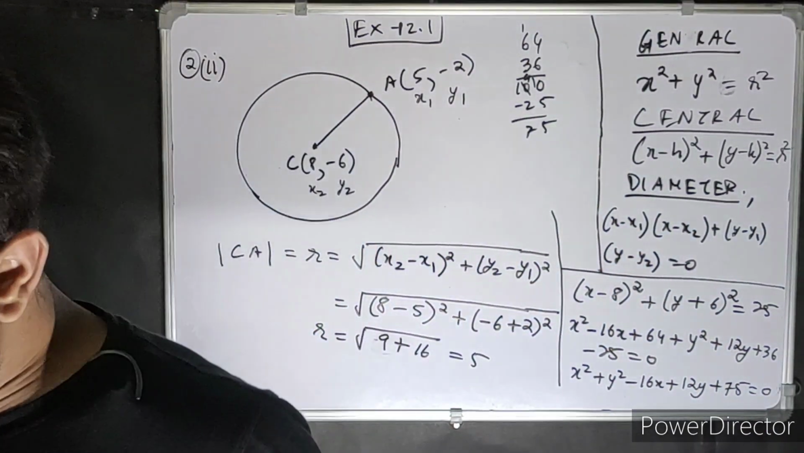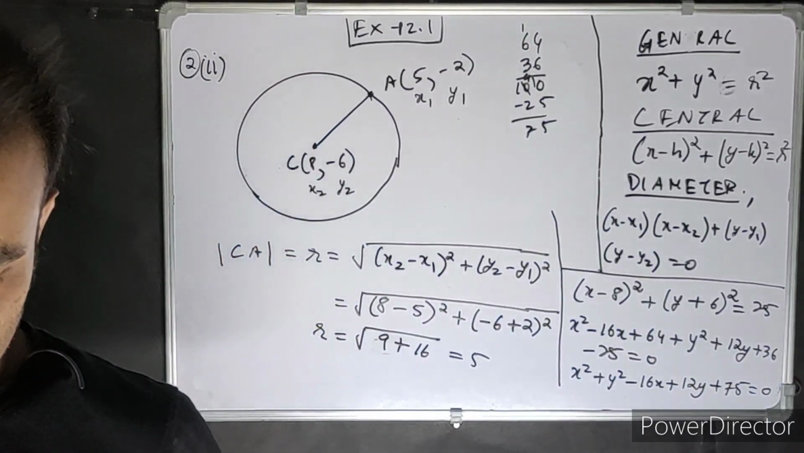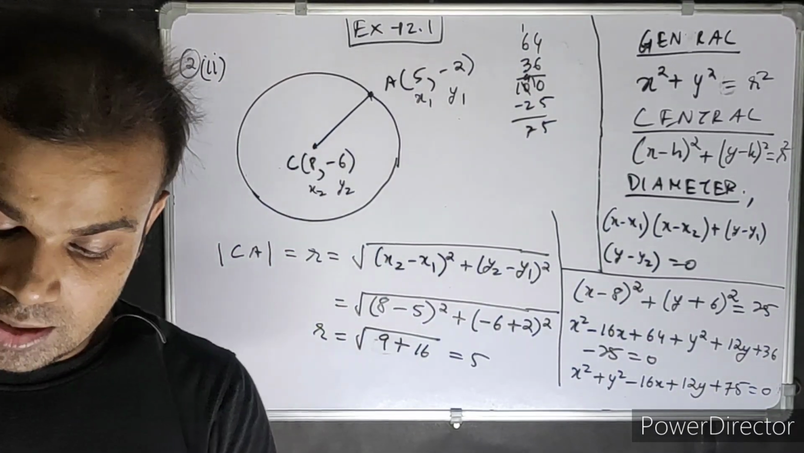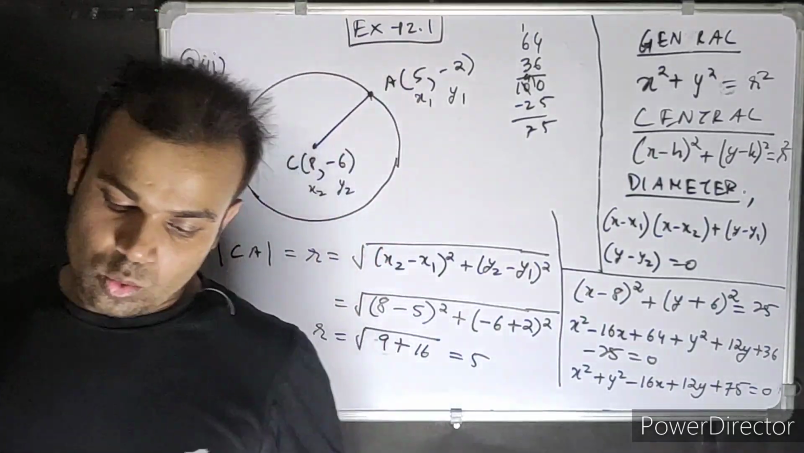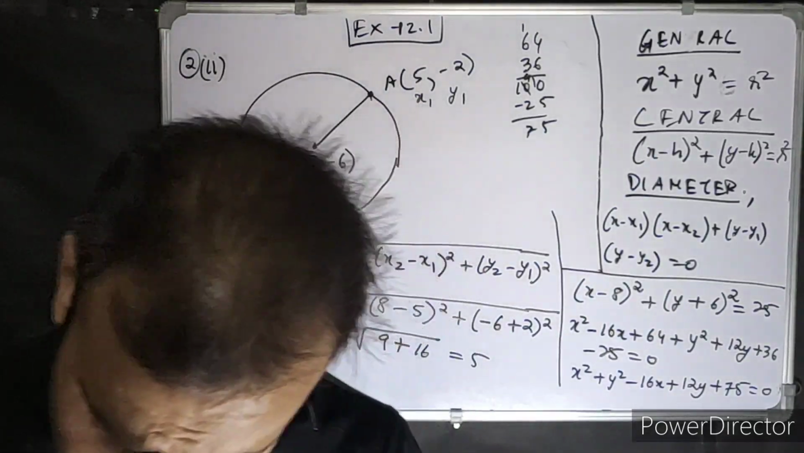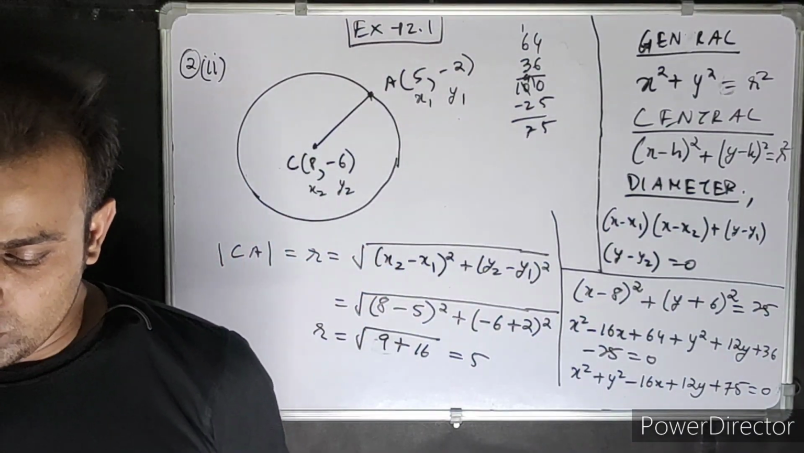So let me just check this answer quickly for you. Question number 2 part 2 is x square plus y square minus 16x plus 12y plus 75 is equal to 0. Question number 3 part 1 says find the equation of the circle of radius 6 units and whose center lies.